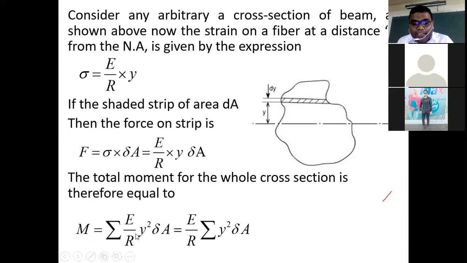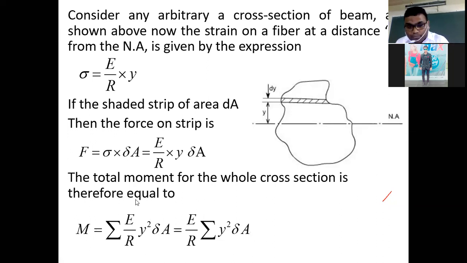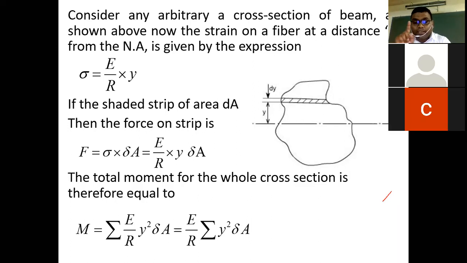This E by R is a constant, so it comes outside. Now the new relation is the sum of y square dA or del A. So you might remember, dear, what is this term called? This is the moment of area, and the moment of area is called moment of inertia. Remember this: if you take the moment of an area twice, it becomes the moment of inertia.